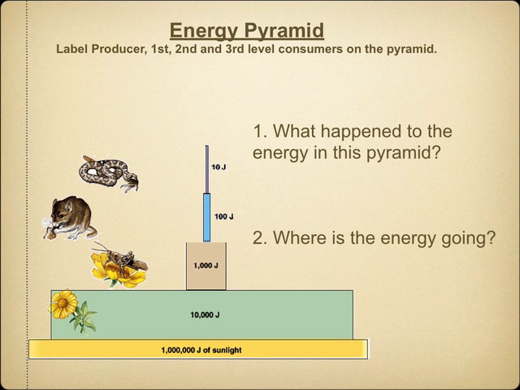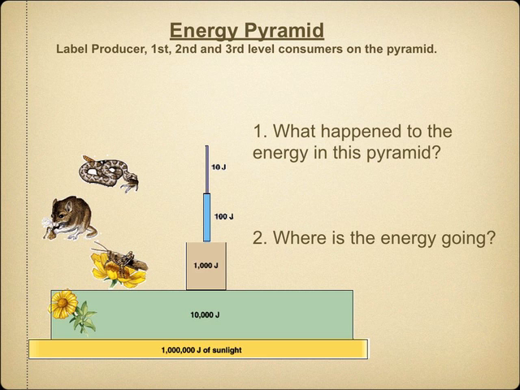All right, what happens to energy in this energy pyramid? It's used. Okay? You could say the energy is decreasing each step up the food chain you go. Where is it going? Being used by each species.